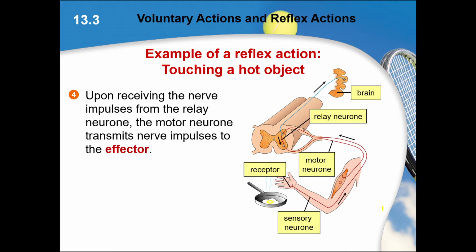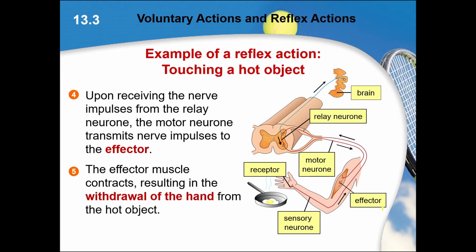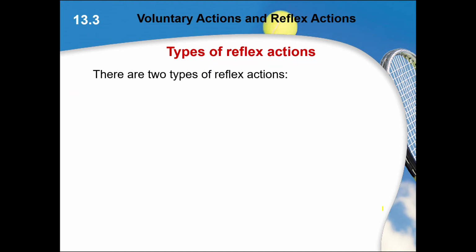Okay, immediately nerve impulses are transmitted towards the motor neuron, and straight away to the effector. And the effector in this case will be your arm muscles that causes the withdrawal of your hand from the hot object. So the fact that nerve impulses go to the brain only allows your brain to know that this is happening, but your brain does not play an active role in the reflex reaction. Okay?